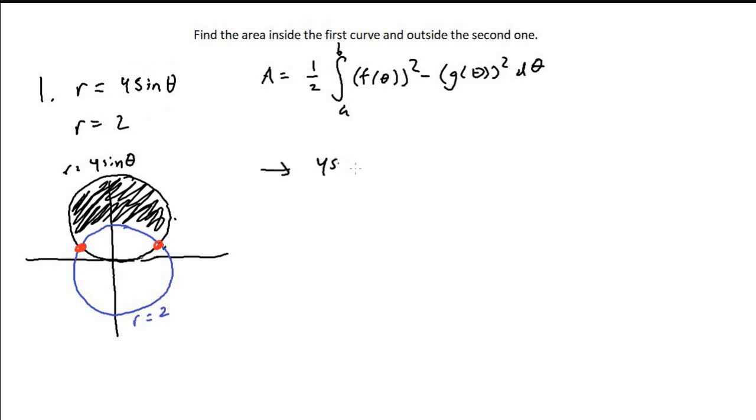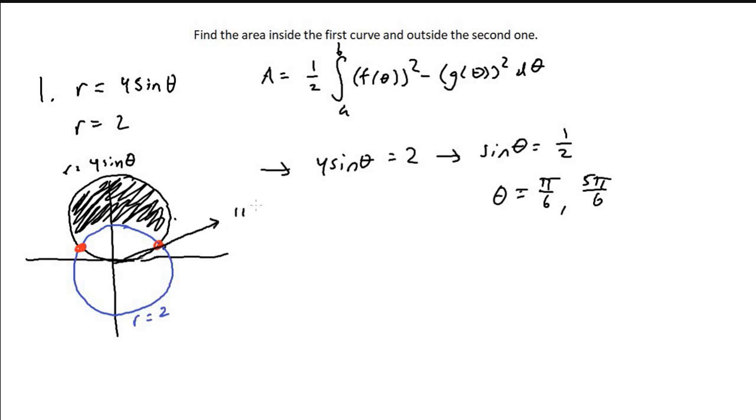So if 4 sine theta is going to be equal to 2, then the sine of theta is going to be equal to 2 over 4, or 1/2. And sine of what value gives us 1/2? Well, that is going to be at pi over 6 and 5 pi over 6. And if you want to double check, notice this is the angle approximately of pi over 6. And over there is also approximately the angle of 5 pi over 6.